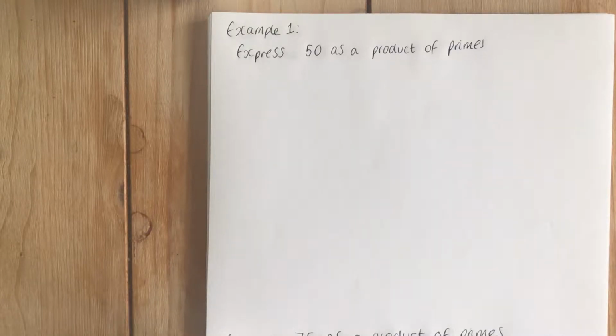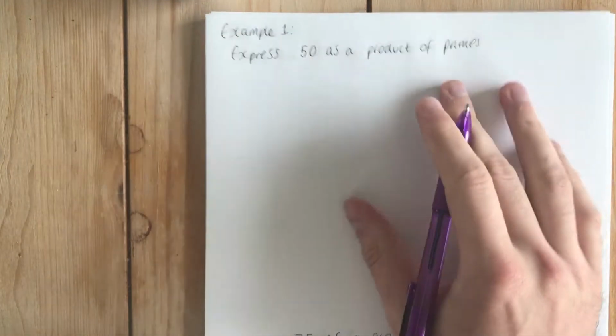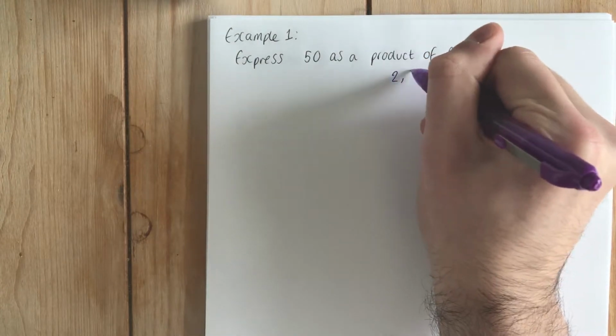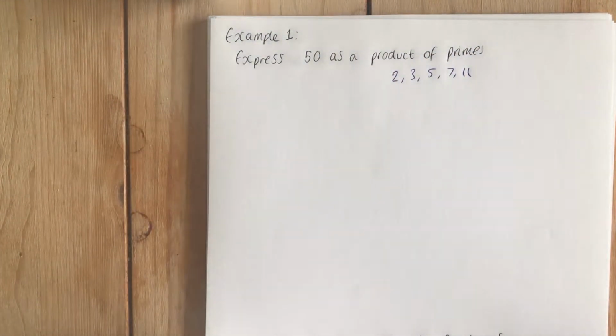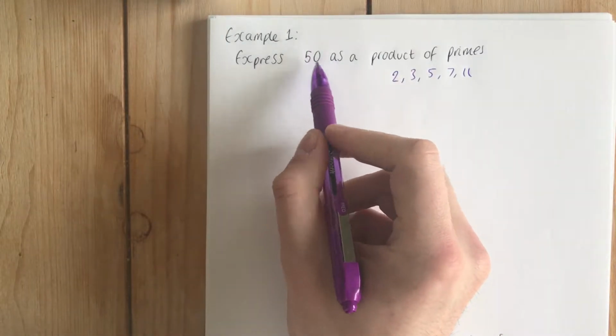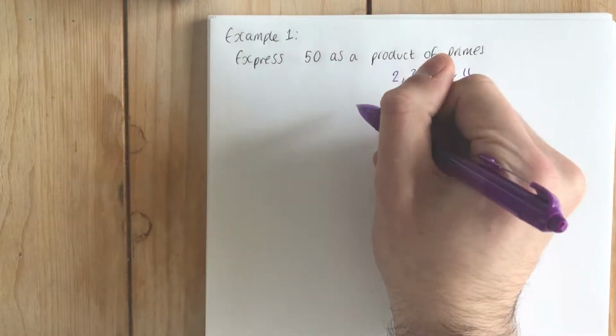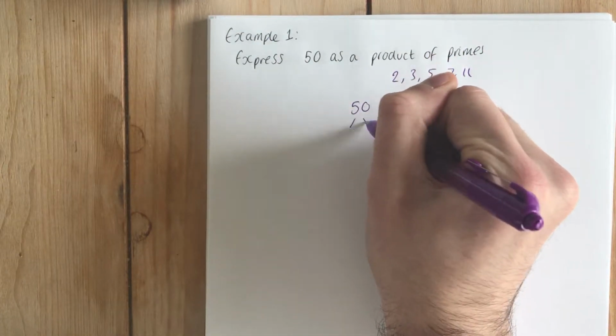When a question asks you to find or express a number as a product of primes, the first thing I always do is write down the first 5 prime numbers. So 2, 3, 5, 7 and 11. Okay. Now the next step, if I'm expressing 50 as a product of primes, that goes at the top of my tree diagram.